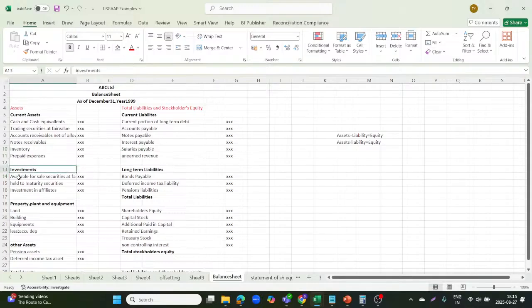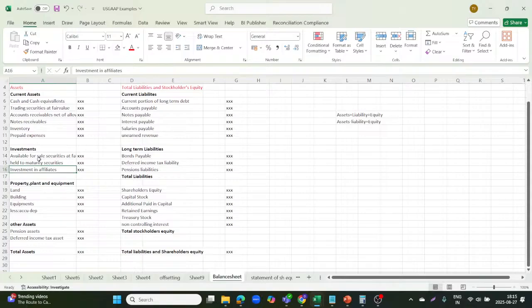Then your long-term assets, or the non-current assets, are available for sale securities at fair value, held to maturity securities, investment in affiliates. So here we are seeing all the investments that we have done. And then property, plant and equipment, which shows land, building, equipment less accumulated depreciation. So all the fixed assets will come over here. And then under other assets, which are not part of your investment, PP&E or current assets, that's your pension asset, deferred income tax asset.